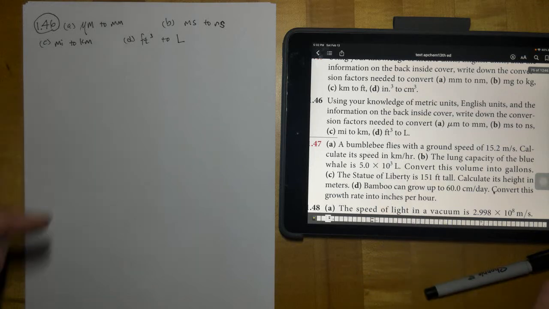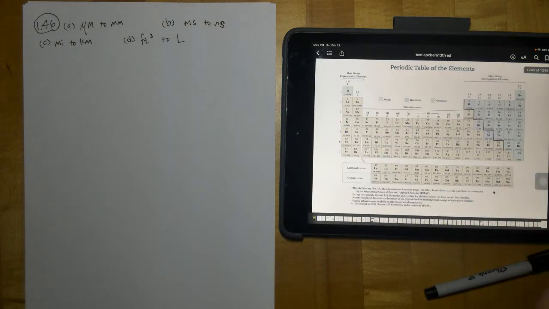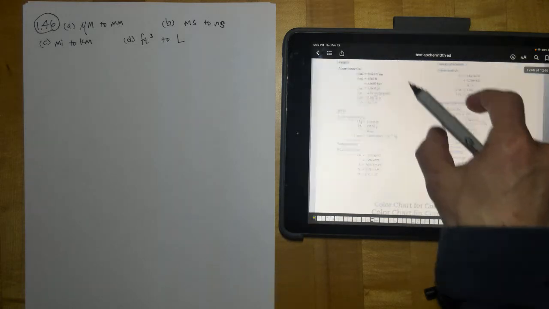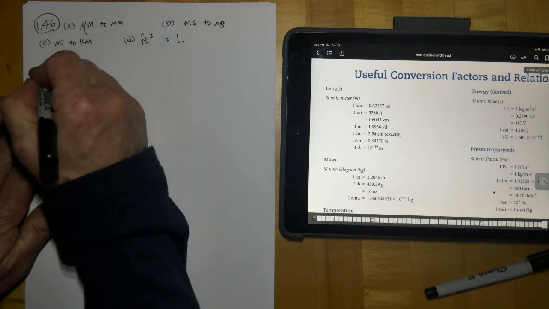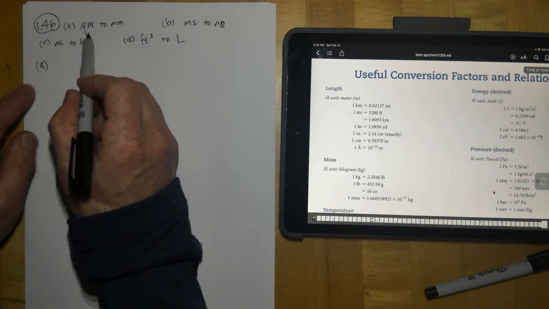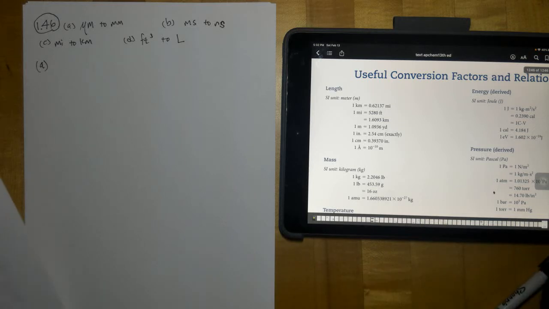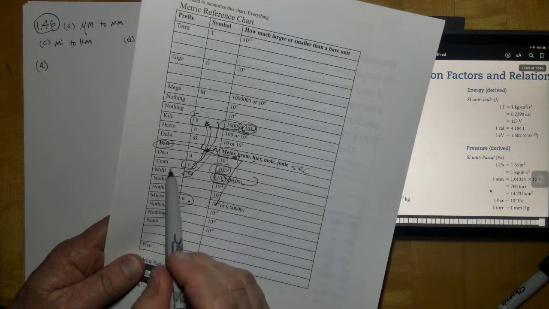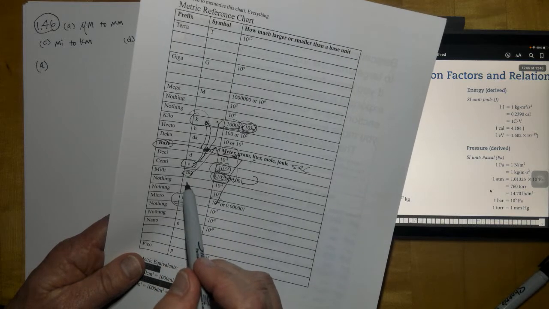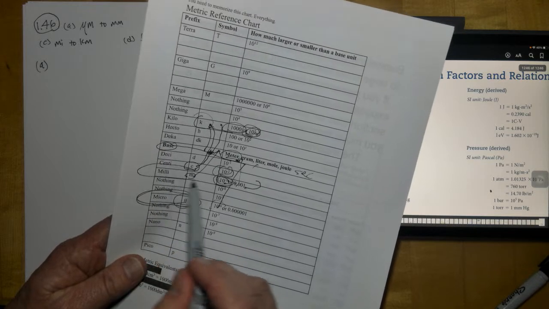So a conversion factor would be one of those things that's equal to itself, and therefore would be equal to 1. It's one of those ratios or fractions we've talked about and used many times. So first is micrometer to millimeter, and I actually don't need the back of the book for that because I probably want my metric reference chart. And a micrometer is right here. There's the micro, and I want to go to milli, which is right here.